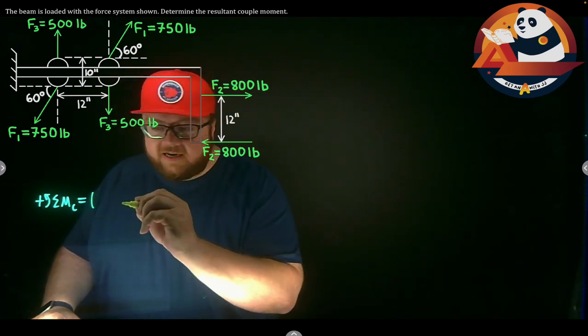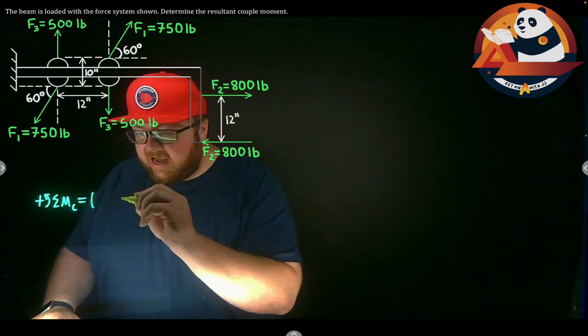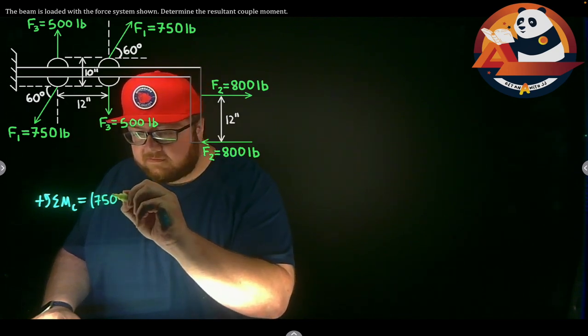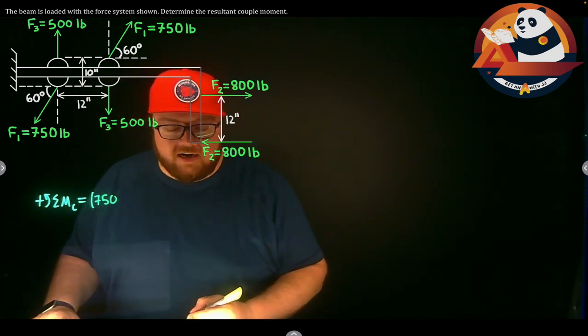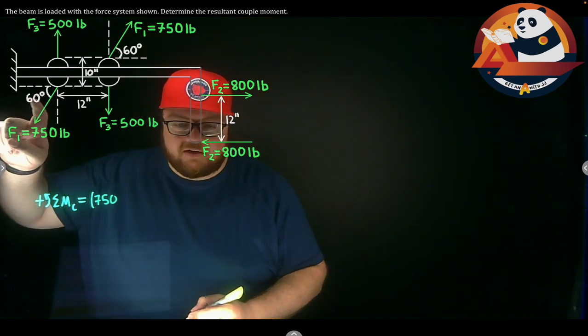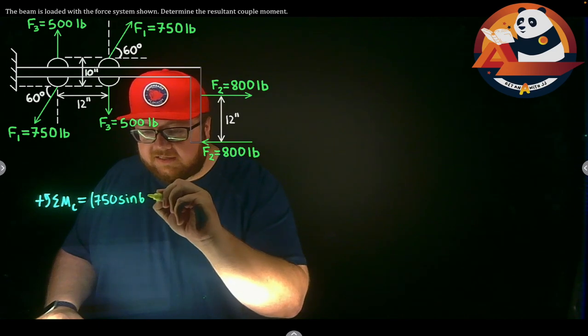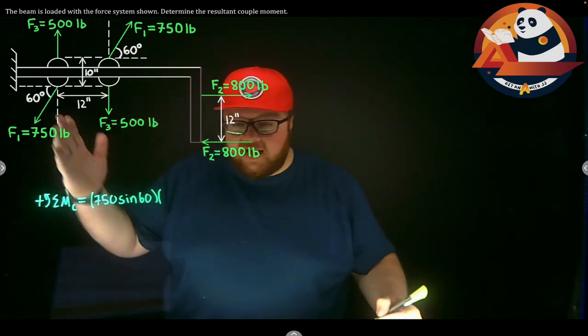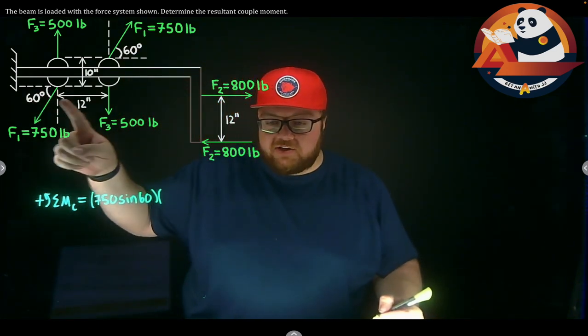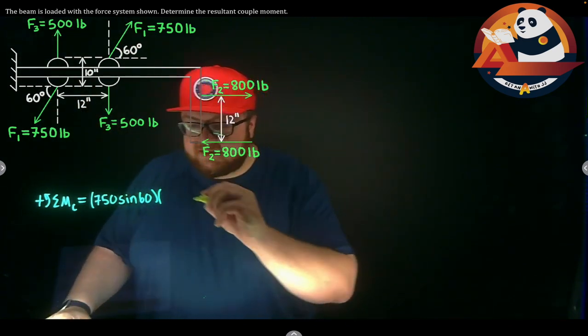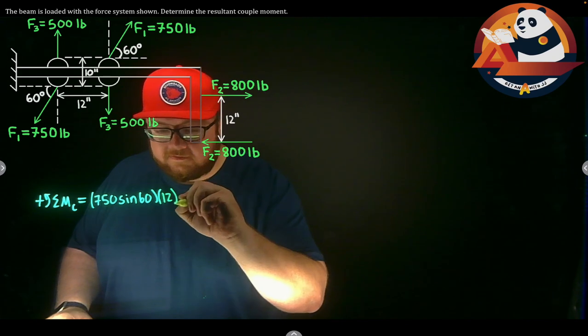My force is the Y component of F1, or 750 times our sine of 60, since this angle measures from horizontal, times an X distance between the two Y components of F1. From here to here, 12 inches, so times 12.